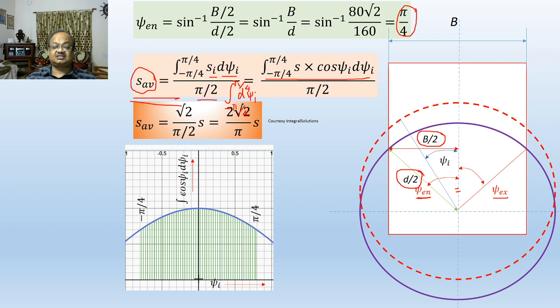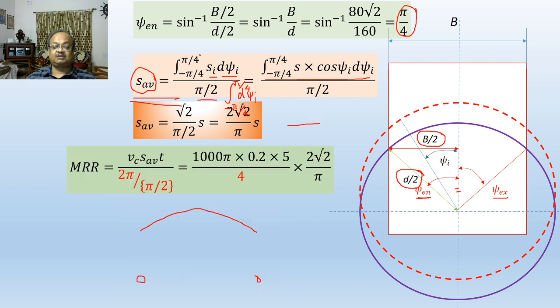So this is a screenshot from Integral Solution. This is a website where numerical integrations can be done very easily. So this is the variation of cos x or cos psi, and this is being integrated from minus 45 degrees to plus 45 degrees. This is the area, and that area is nothing but root 2, from which we get this particular value. Now let us see whether we can discard this or not.